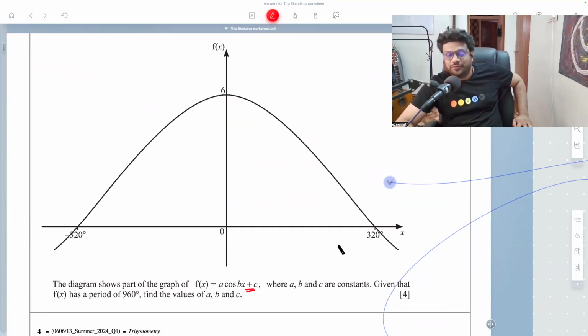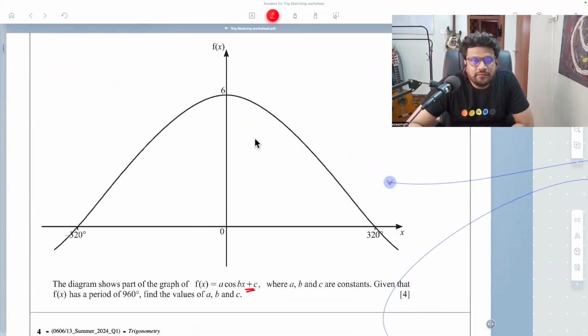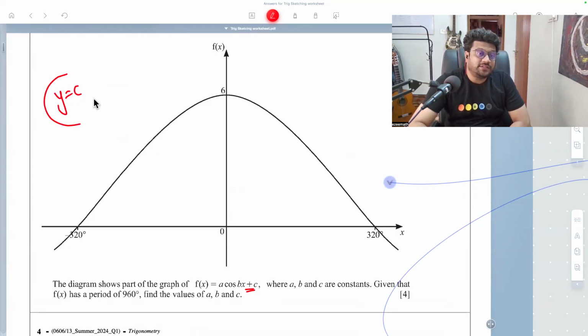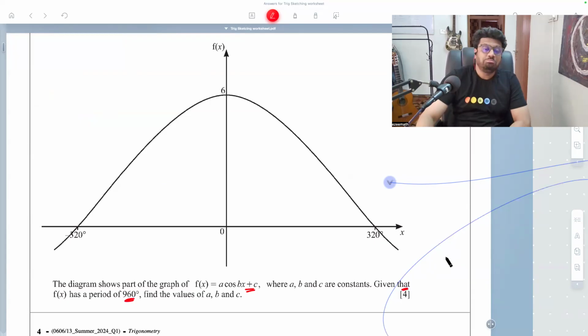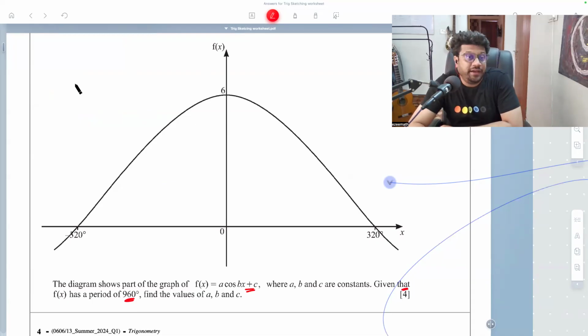Well, do you realize that the c value is supposed to be the place where the principal axis is, y equal to c. That's where it is. Well, my curve looks like it has a period of 960, already mentioned. Okay, that is one point we can use. The principal axis, I don't think I'd be able to locate it. Okay, let's see. Period, which is already given, it's 960.